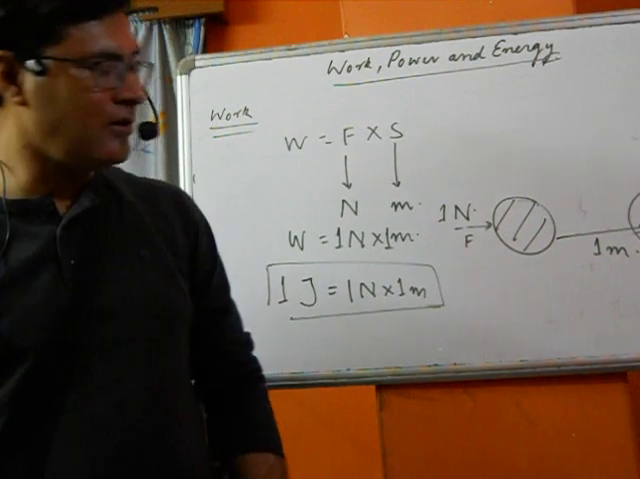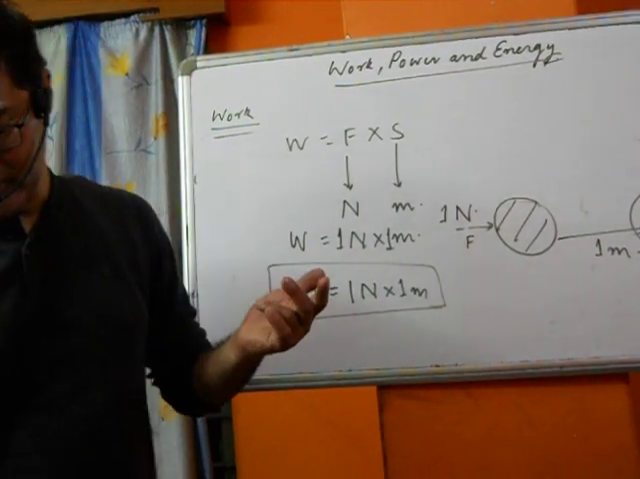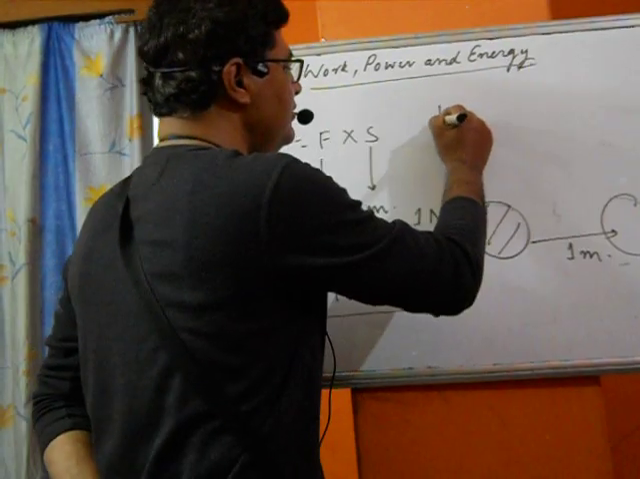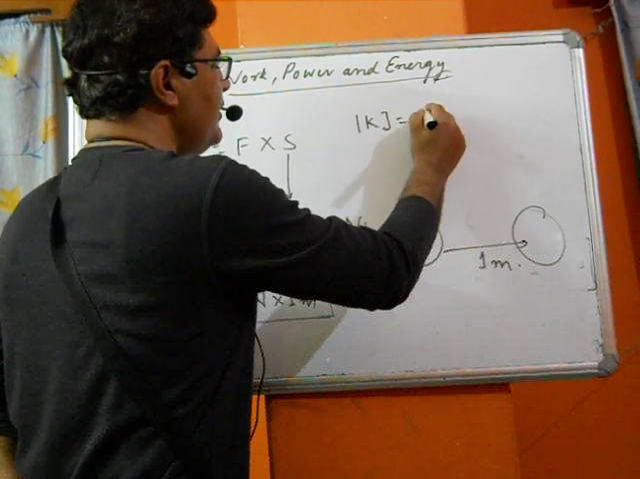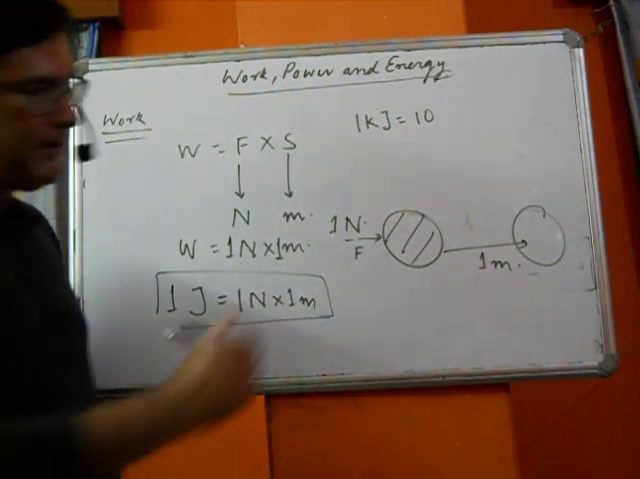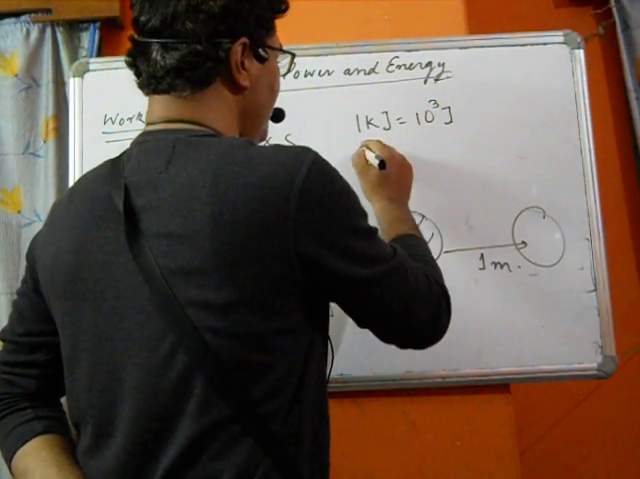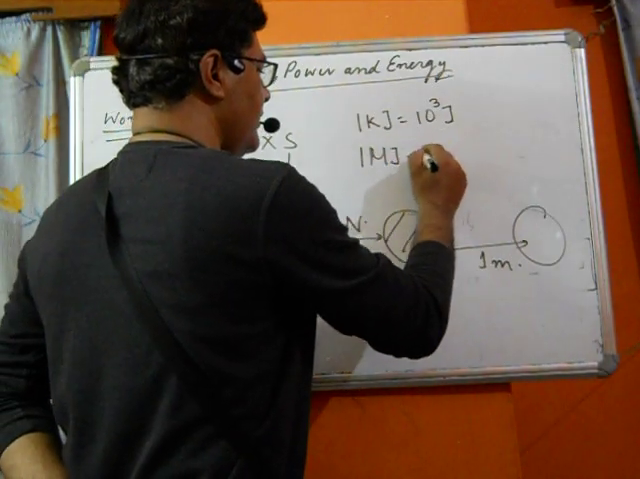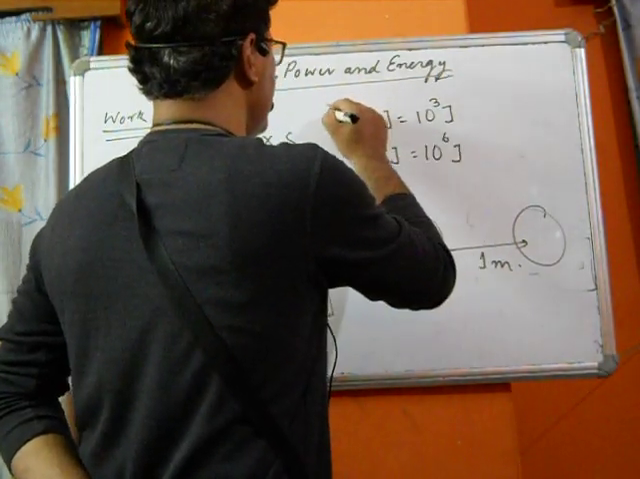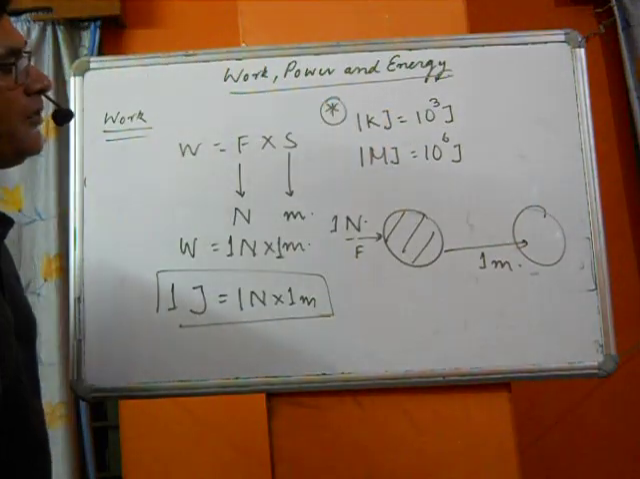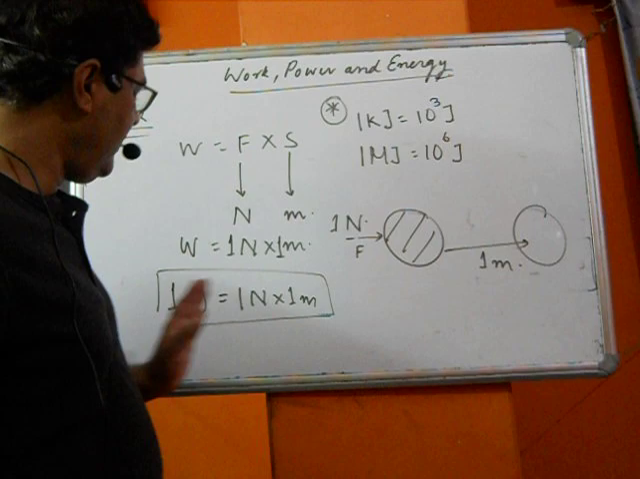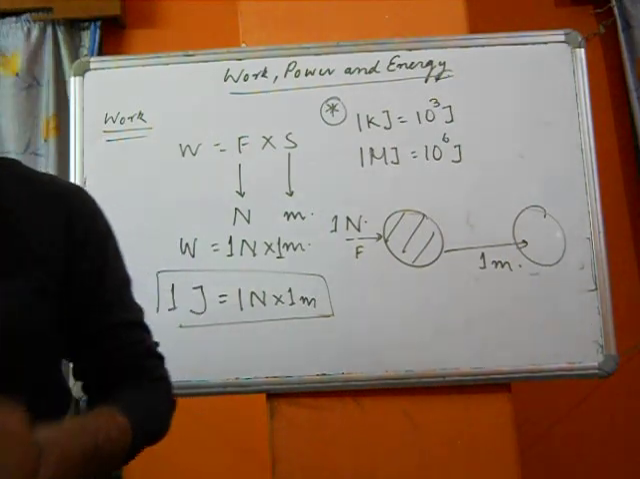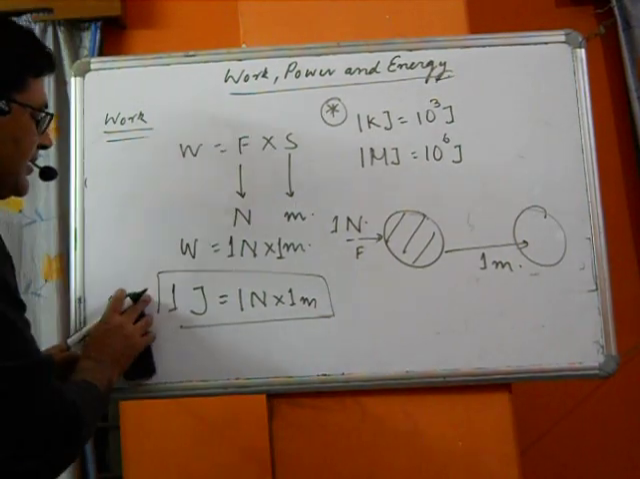Right? There are bigger units also. Kilojoule is there. Megajoule is there. Gigajoule is there. So these conversion units are there. 1 kilojoule equals 10 to the power 3 joule. 1 megajoule equals 10 to the power 6 joule. These conversions you should know. Okay, so we understood the SI unit is joule. What is the definition of joule? We understood that. Now let us come to the CGS unit of work.